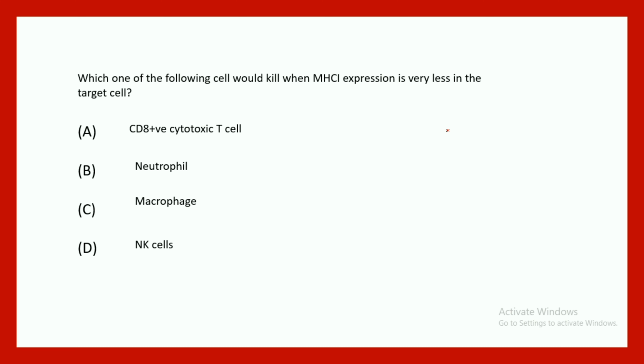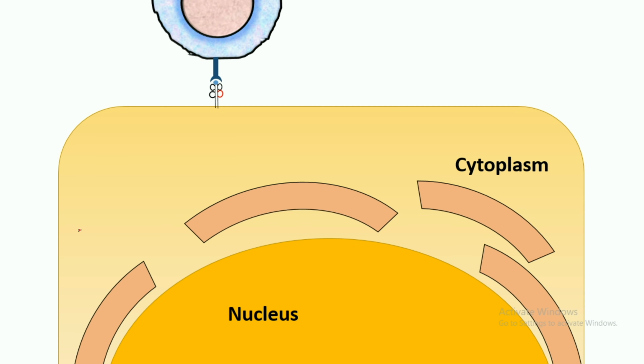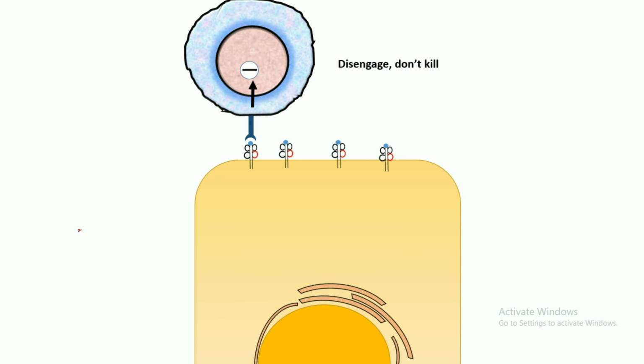Which of the following cell would kill when MHC1 expression is very less in the target cell? And the correct option would be NK cell. Because the way NK cell work is very fascinating. NK cell interacts with the class 1 MHC bound peptides. So each of the cell type of our body express class 1 MHC. So it tells the NK cell that everything is all right if they display self antigens on class 1 MHC molecule. But many viruses suppress these class 1 MHC expression.